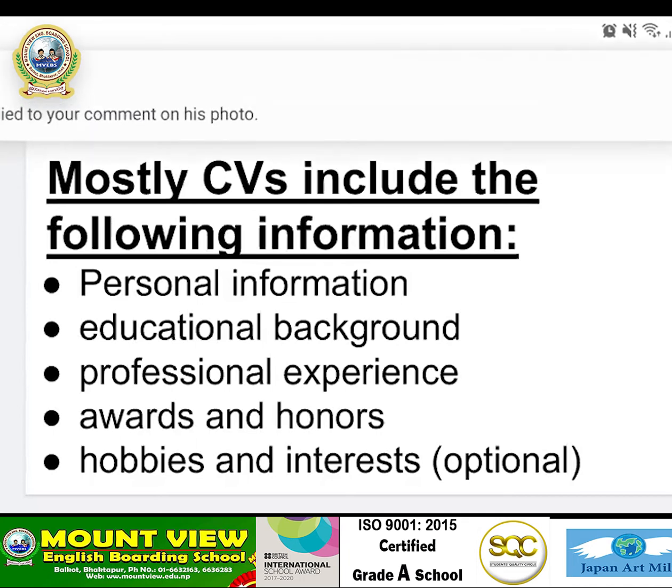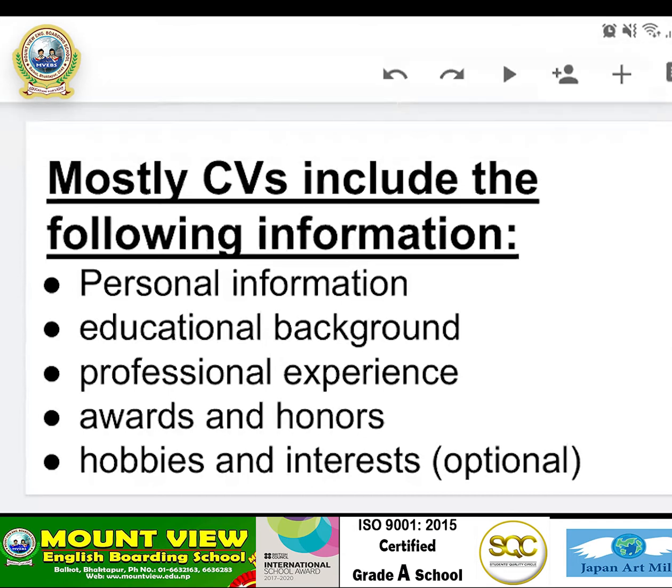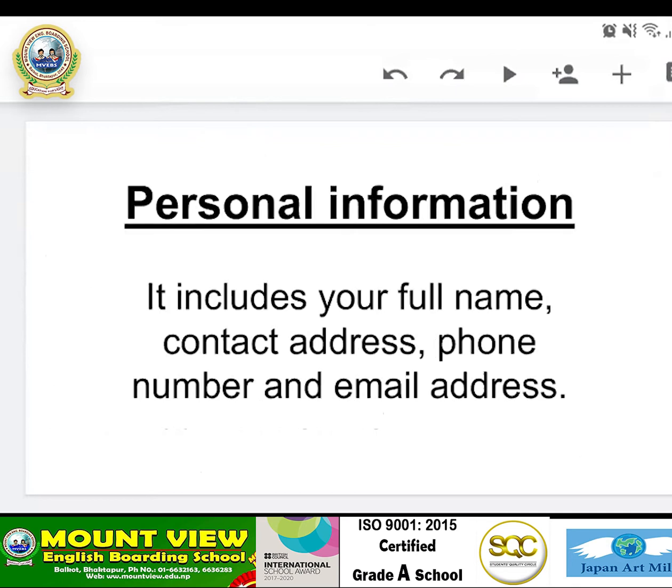Then the next one is your awards and honors. I already told you about this one. The next is hobbies and interests. That is optional, but according to the job, if the job mentions that some qualities are required, and you have some interest like these hobbies, then you can mention that also. Okay, now at first, personal information.